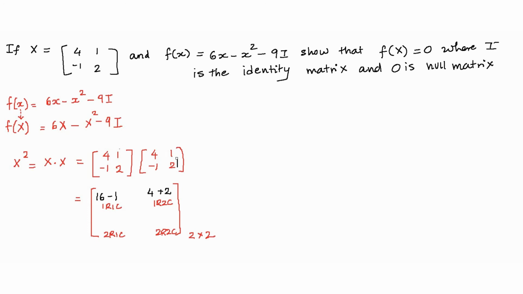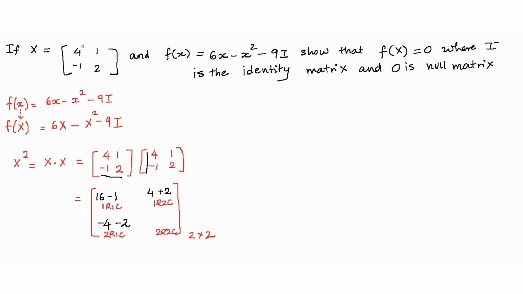So to find second row, first column, I take the elements of the second row and the first column and then I multiply. Minus 1 into 4 is minus 4 and 2 into minus 1 is minus 2.